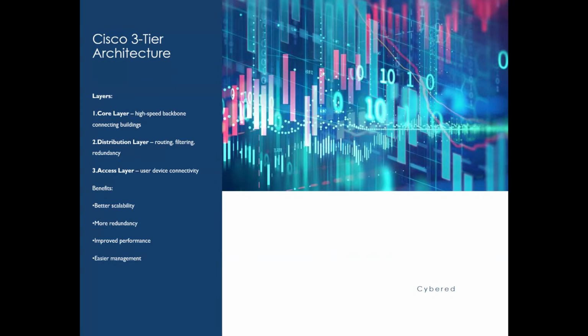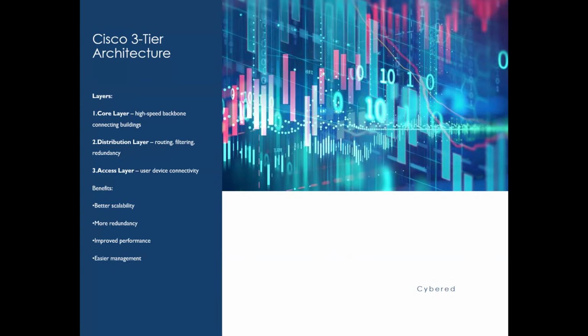Cisco three-tier architecture, used for large campuses or multiple interconnected buildings. You have 3 layers: the core layer, a high-speed backbone connecting buildings; layer 2, distribution layer, routing, filtering, and redundancy; and layer 3, access layer, user device connectivity. The benefits: better scalability, more redundancy, improved performance, easier management.